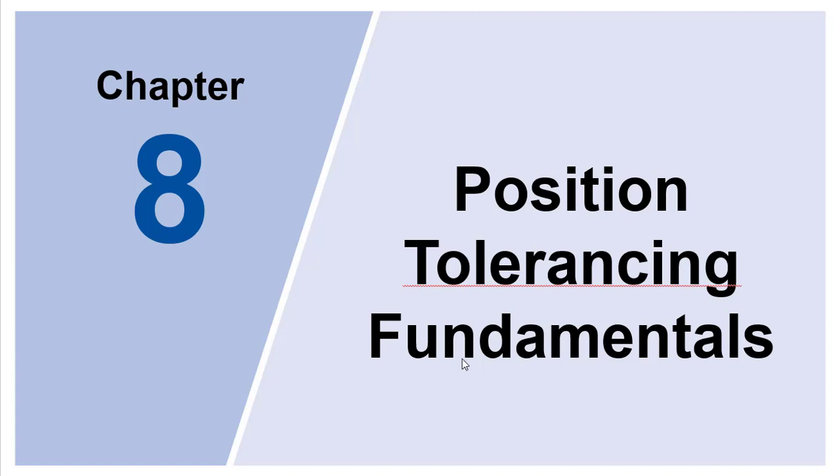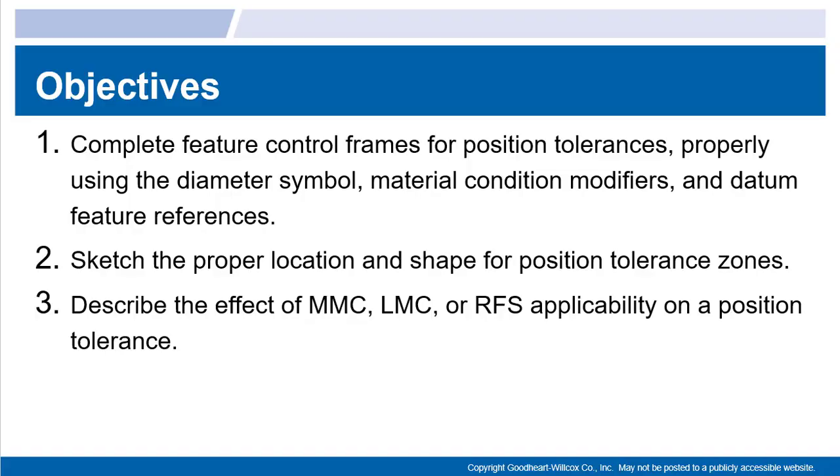Hello. Today we're going to be talking about Chapter 8, Position Tolerancing Fundamentals. Your objectives for this chapter are, number one, complete feature control frames for position tolerances, properly using the diameter symbol, material condition modifiers, and datum feature references. To do this, we're going to have to know a little bit about all of those things, which we're going to be discussing in detail.